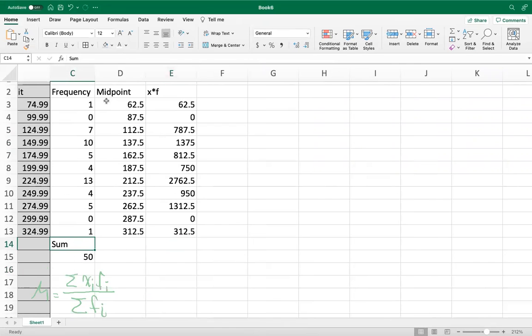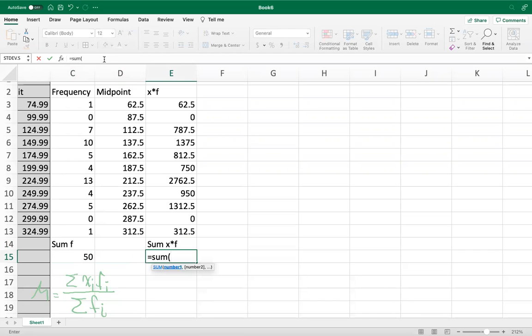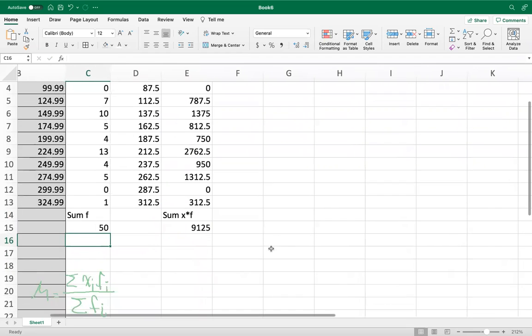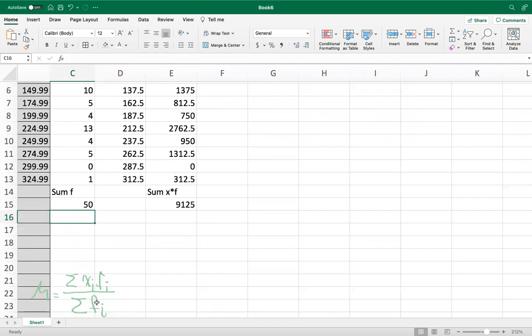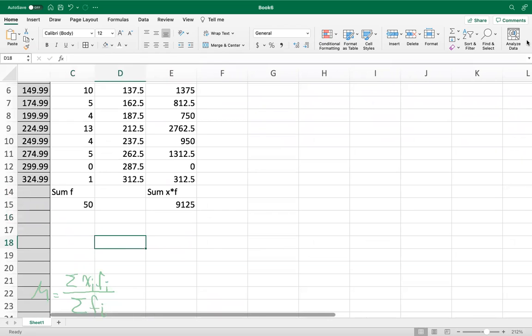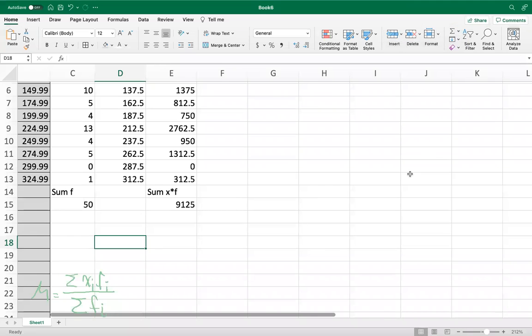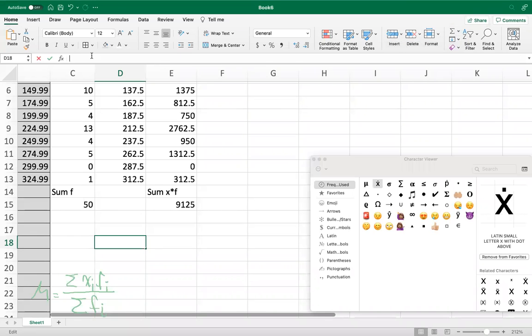So here was the sum of frequencies. This is going to be the sum of X times the frequencies. So equal to sum, parentheses this time, of these values here. All right, almost perfect. And from here, what we're going to do is find the mean. So the mean altogether ends up being the quotient of these two numbers, so us dividing these two values.